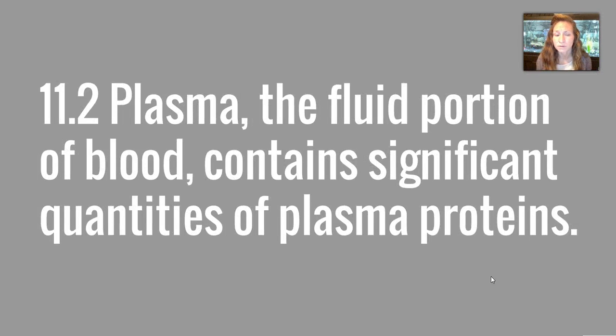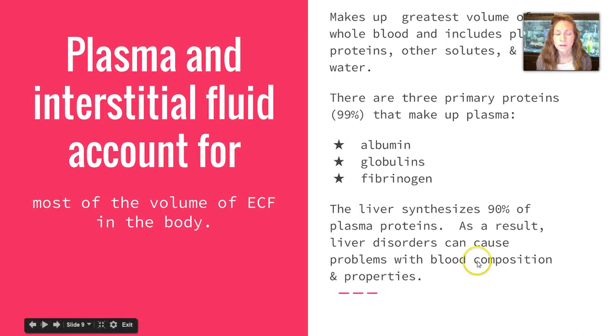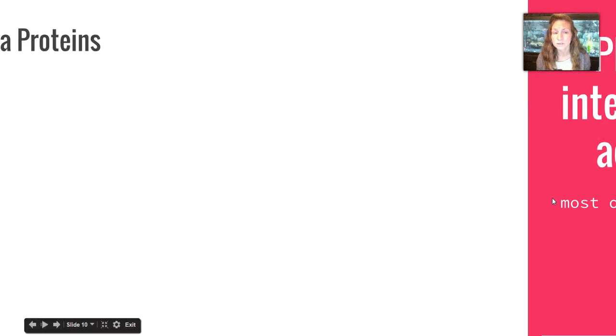11.2 talks about the plasma, which is the fluid portion of the blood. Plasma and interstitial fluid account for most of the volume of the extracellular fluid of the body. Plasma makes up the greatest volume of whole blood and includes proteins, solutes, and 92% water. There are 3 primary proteins: albumin, globulins, and fibrinogen. And because the liver synthesizes 90% of plasma proteins, liver disorders can cause problems with blood composition.